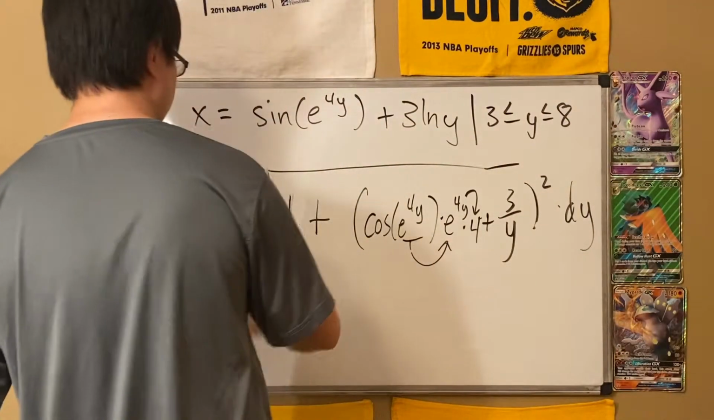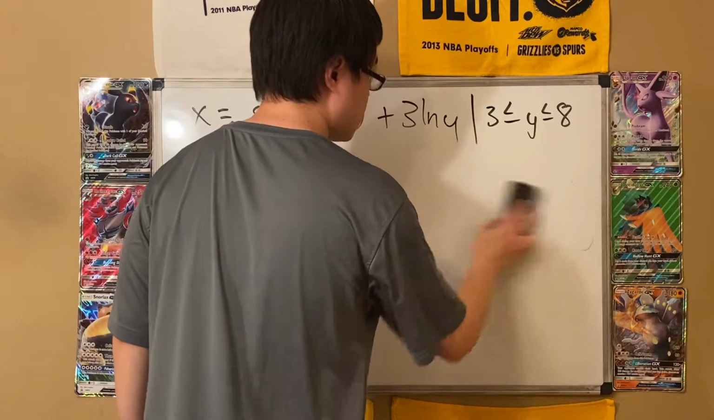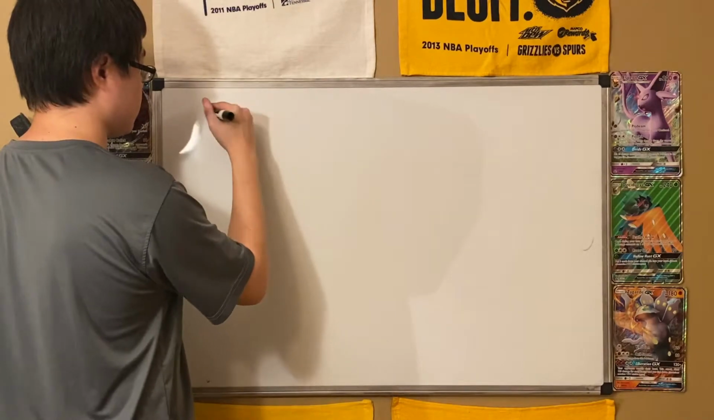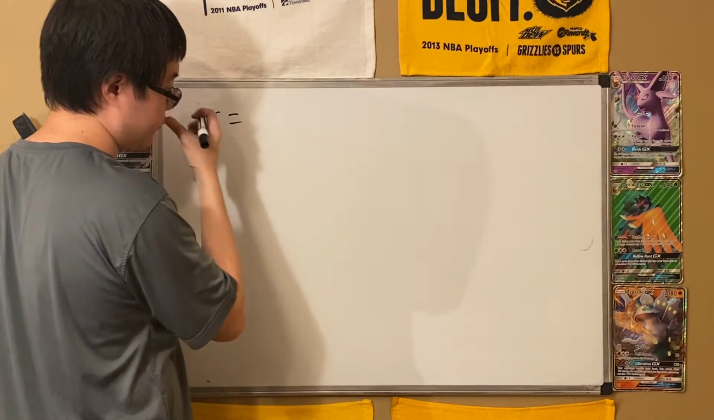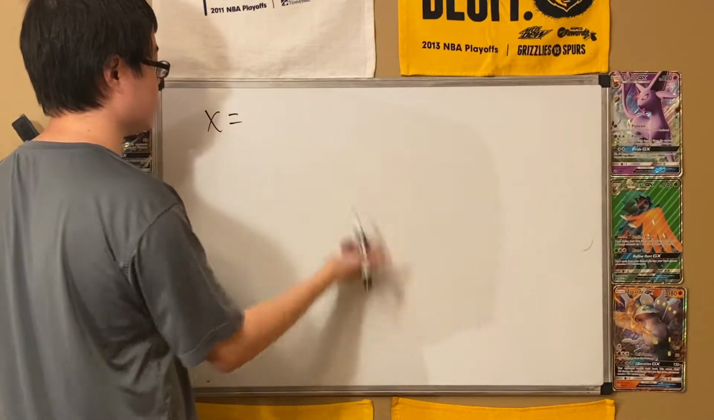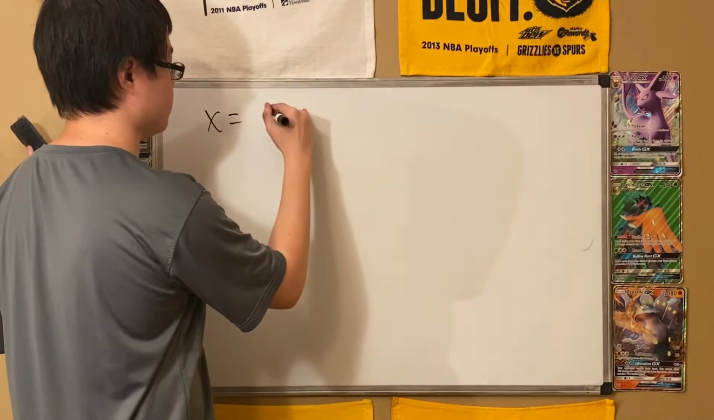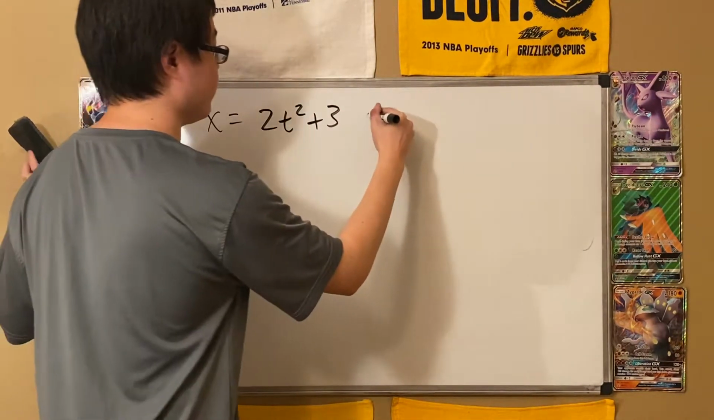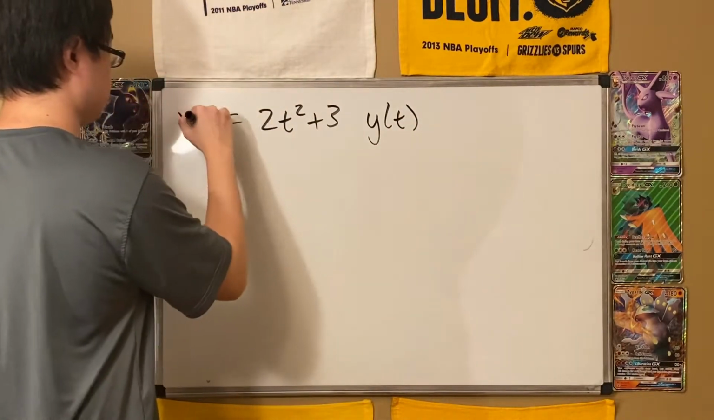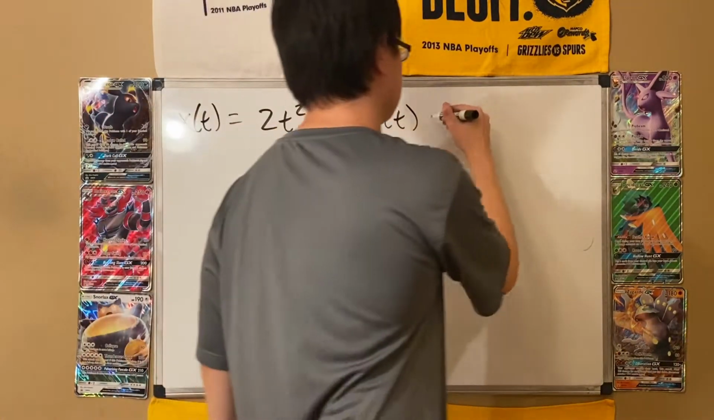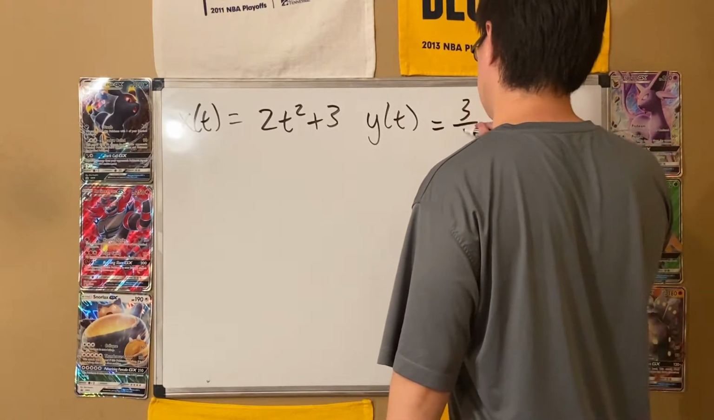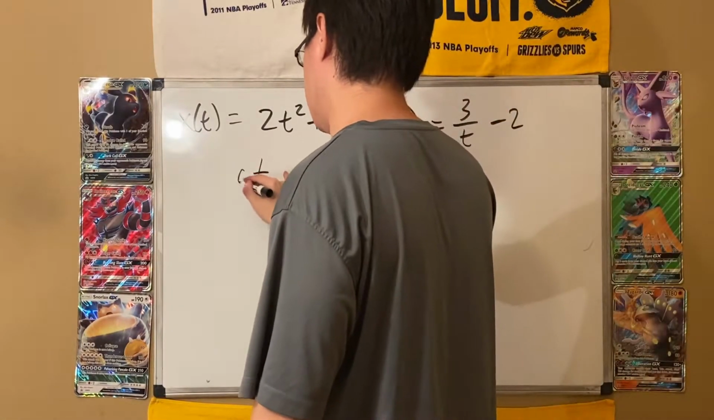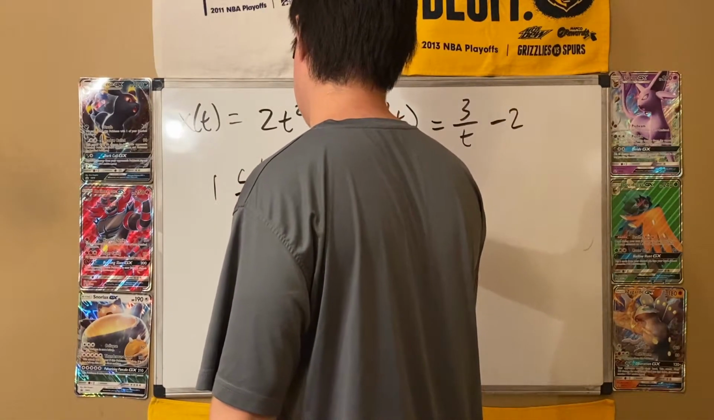So let's try to define one with those parametric ideas. So let's erase this. Let's say we have something like x is going to be, let's see, what do we want? So let's say x is equal to, I don't know, 2t squared plus 3. And then we have y of t. Let's say y of t is equal to 3 over t minus 2. And then we're going to try to write the formula where t is between 1 and 6.